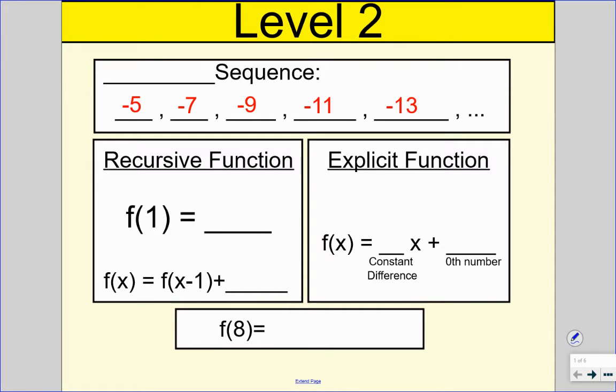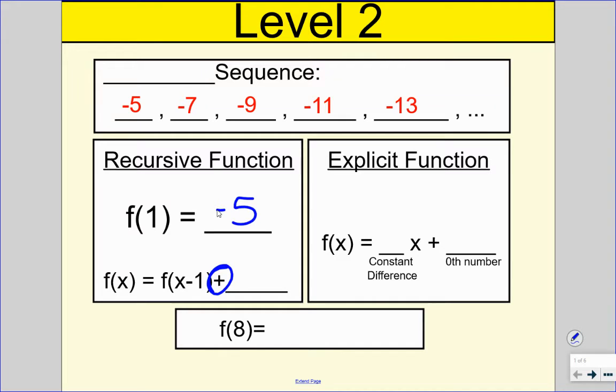And we're going to look at this sequence, -5, -7, -9, and so forth, and determine whether it is arithmetic or geometric. There are big hints here on the slide. If we look at the recursive function, we state our first term, which in this sequence is -5. But this recursive function also shows plus. That gives us a big hint that if we're adding something every time, that's an arithmetic sequence.